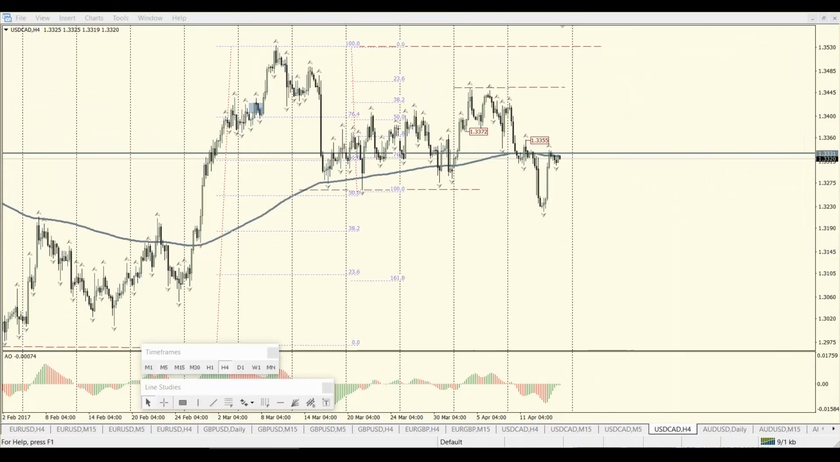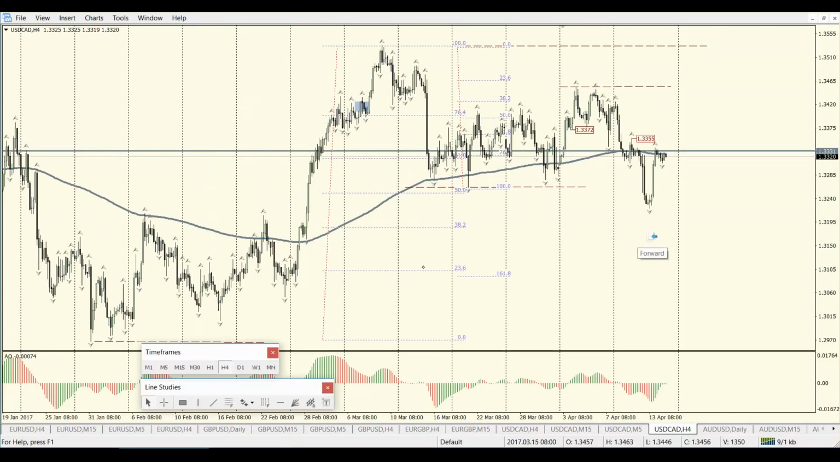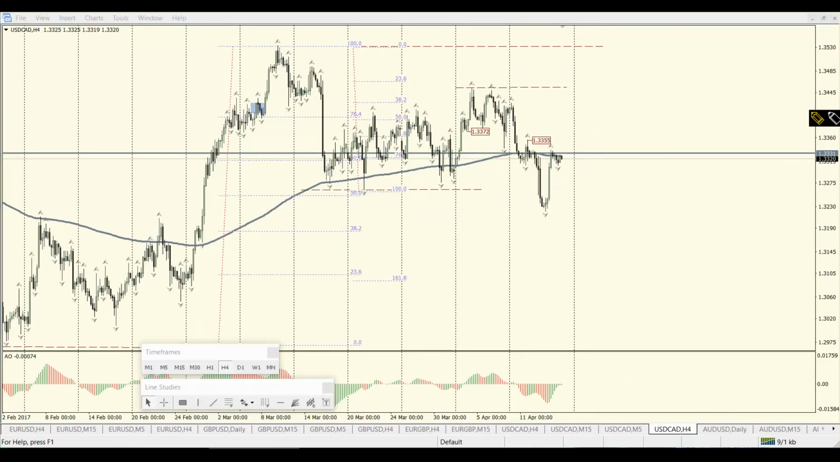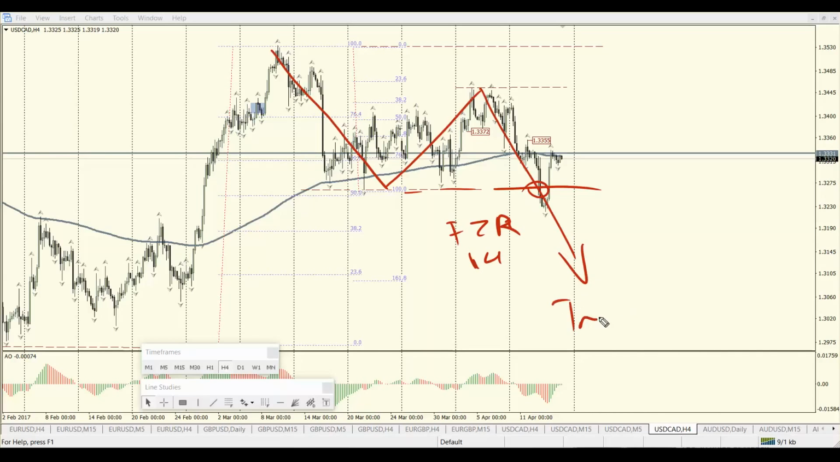Canadian dollar is officially in a trend phase. The FZR I was talking about in my last review happened this week. FZR of H4, and now we are in a trend phase down.